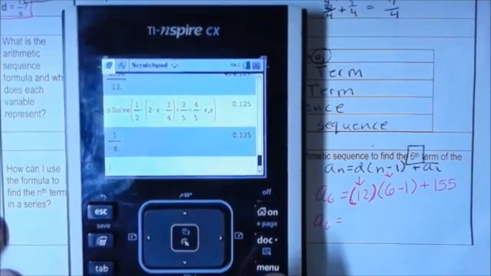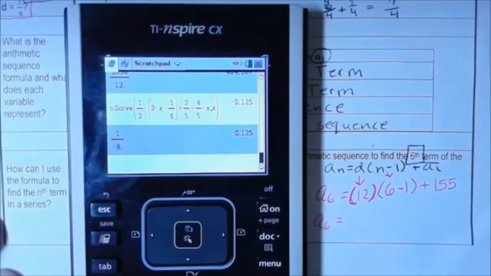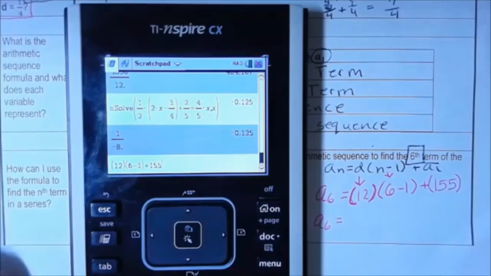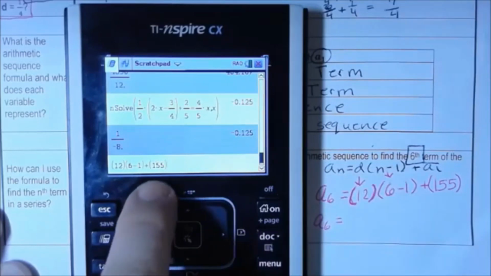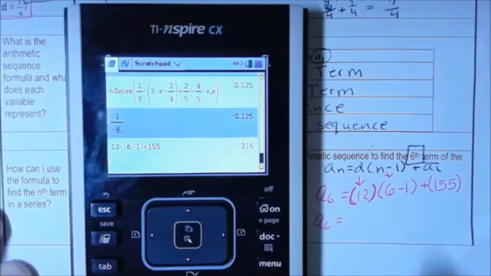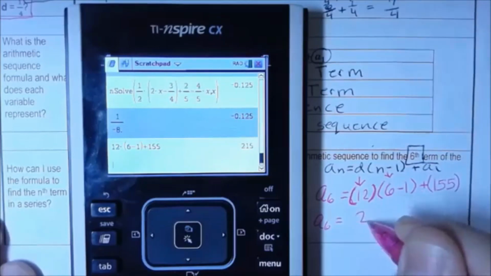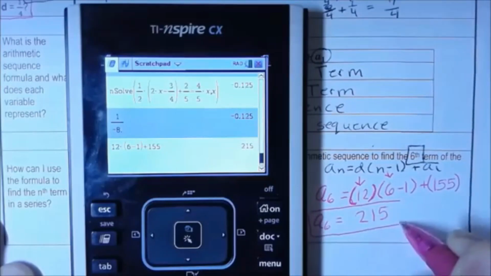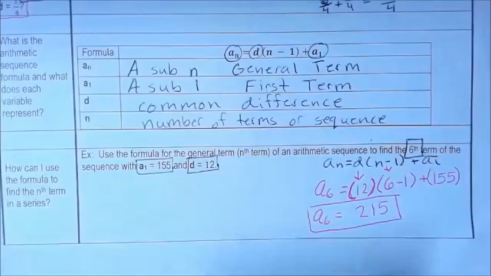So a sub 6, which is the sixth term, is going to be equal to, so I'm going to put this in my calculator just as it looks. I'm going to use my parentheses. So I have my common difference, which is 12, times 6 minus 1 plus 155. And yes, technically we did replace that a sub 1, so we could have it in parentheses, but since it's at the end, it won't make a difference. I just like y'all being in the habit of using your parentheses. If I hit enter, it gives me 215. So I'm going to write that down, 2, 1, and 5. And that is our answer. Without having to do them one at a time, I got my answer, and it's 215.